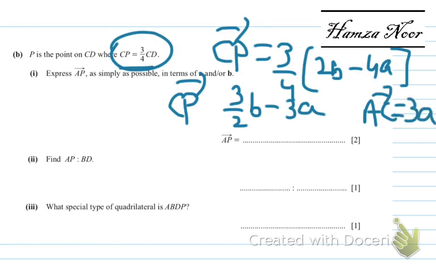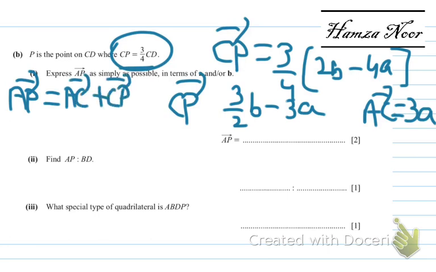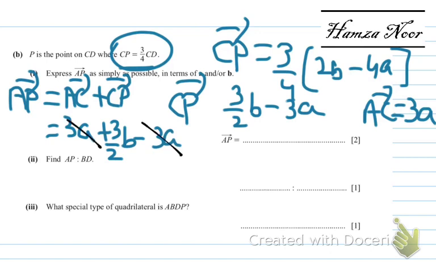So how are you going to break AP into two components? AP is equal to AC plus CP. Alright, so the AC vector is 3A and the CP vector is 3/2 B minus 3A. So 3A and minus 3A cancel out. Therefore your final answer is 3/2 B only.